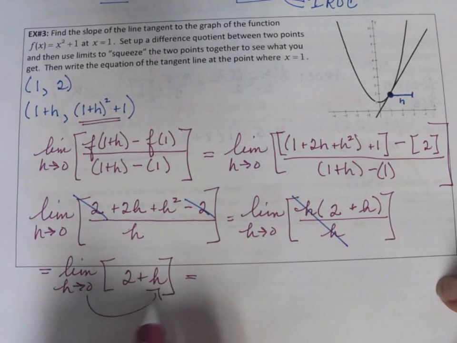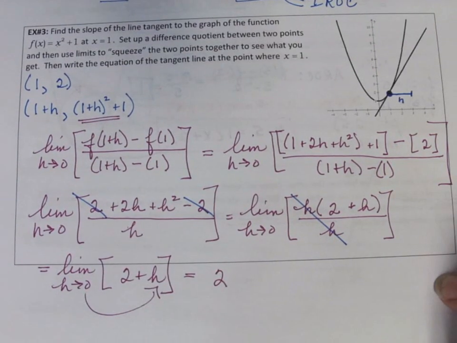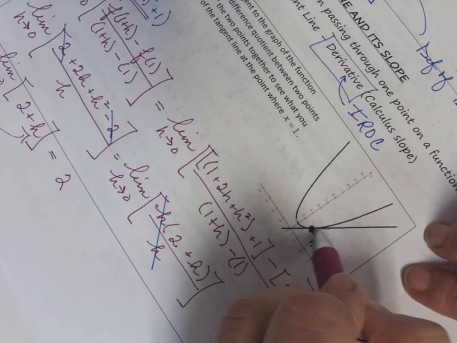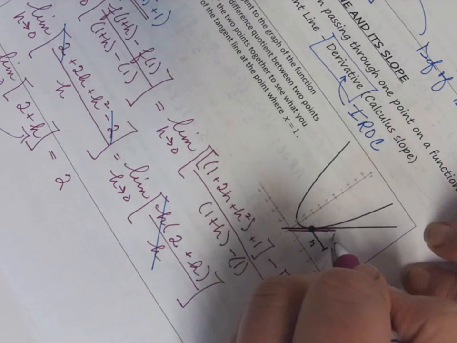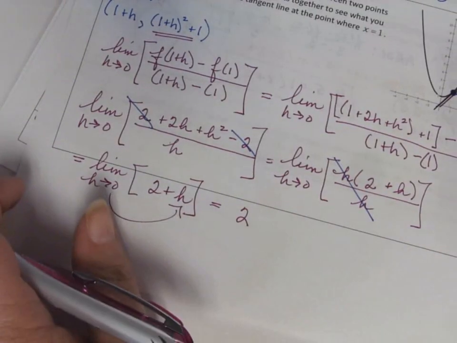Now I can do direct substitution, so that would give me 2. So what we're saying is that if this is our tangent line right here, the slope of that line would be 2, okay?